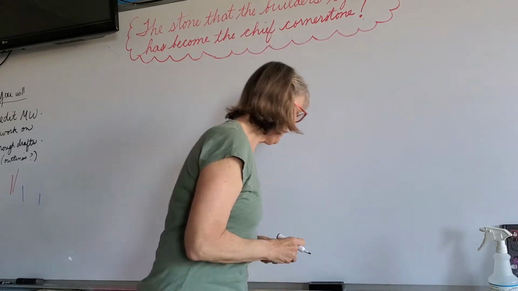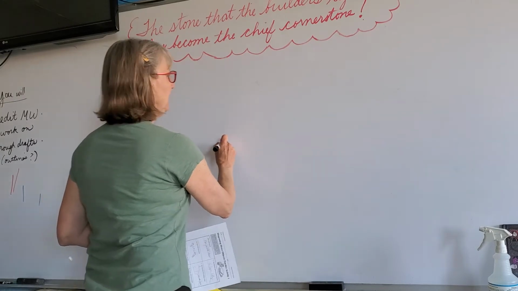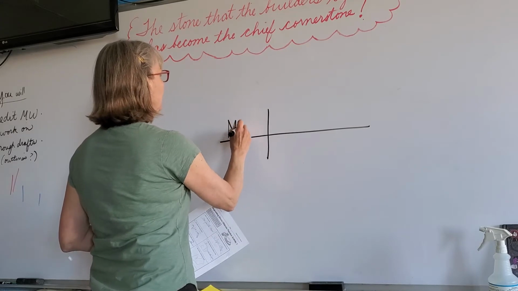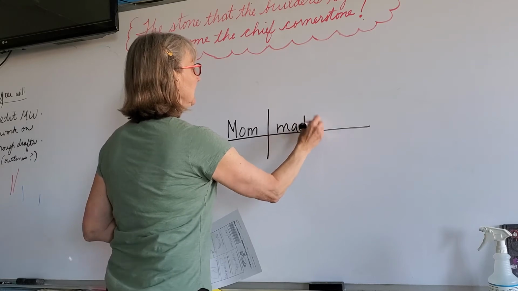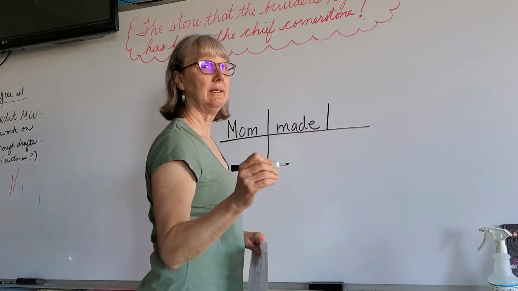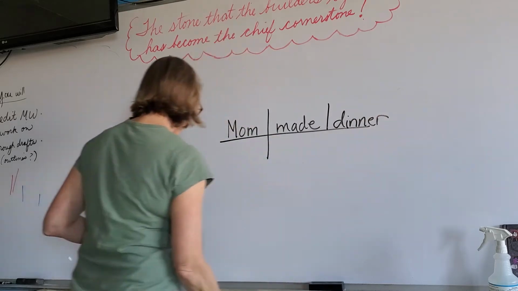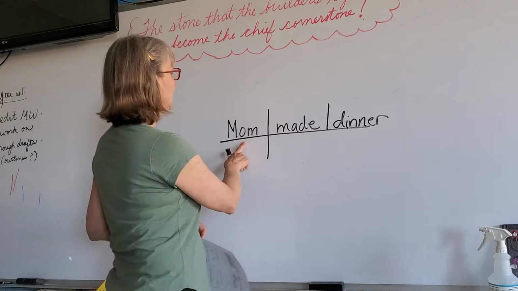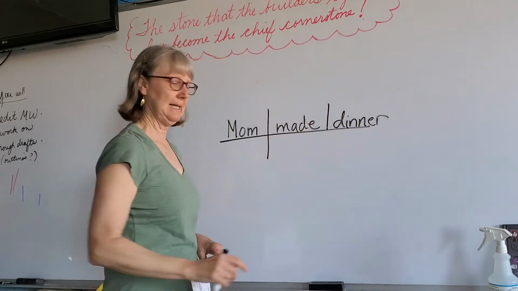So let's get started. The first sentence is, Mom made dinner. You should be able to do this easily. Very simple one. Mom made dinner. Mom is our simple subject. What did Mom do? She made. That's the verb. What did she make? She made dinner. So dinner is our direct object. And you can only have direct objects when you have an action verb, and we have an action verb here. We have made. Mom made dinner. That's pretty easy. Simple subject, verb, direct object. This is the subject. This whole thing is the predicate. All right.